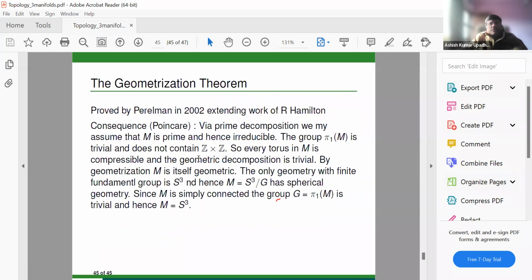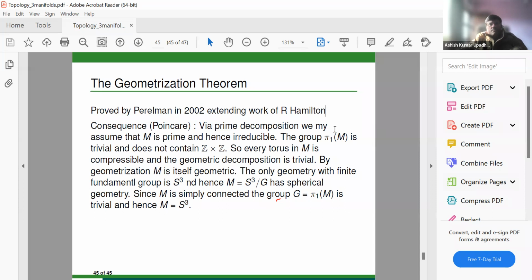Okay. So this is the description. Now coming to another, again, a mention of the geometrization theorem. The geometrization theorem, as mentioned, was proved in 2002, and actually the proof of Perelman, all of us know, was based on the earlier work of Richard Hamilton. Hamilton worked using Ricci flow.